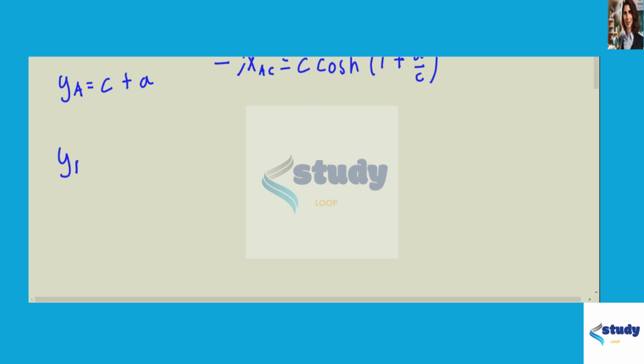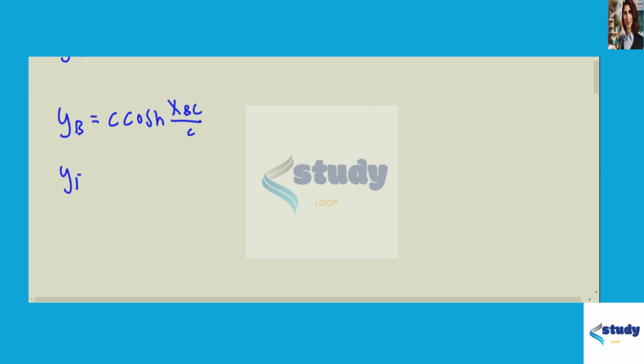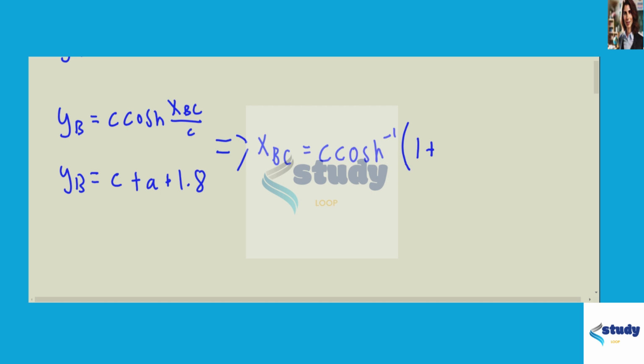Now for y of B, that's going to be equal to C times the hyperbolic cosine of the length x of BC divided by C. And we can also write that as the length C plus A plus the given length of 1.8. And then we can take these two expressions and solve for length x of BC, which is going to be equal to C times the inverse hyperbolic cosine of 1 plus A plus 1.8 divided by C.